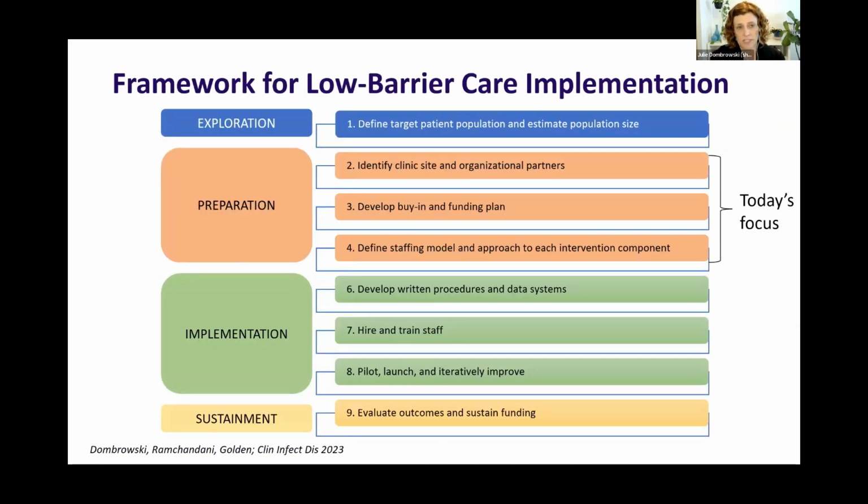So we recently published a paper also putting forth a framework for low barrier care implementation. I want to be really clear that when we put together the Max Clinic, it was not according to a framework like this and a step-by-step considered process. It really was something we implemented, learned, changed, but looking back and working with other people over time, we've really put together what I think are some key considerations for implementation.